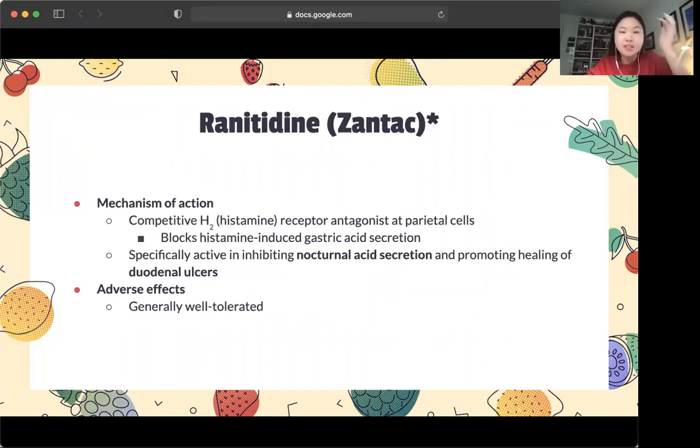Zantac, it's the histamine receptor antagonist. So it blocks histamine-induced gastric acid secretion. Main thing to note is nocturnal acid secretion, and it promotes the healing of duodenal ulcers. So those are your two main things to know about this one.